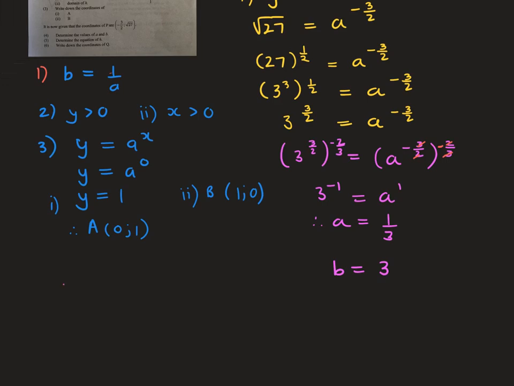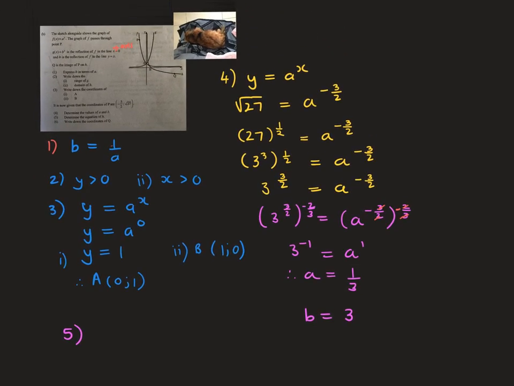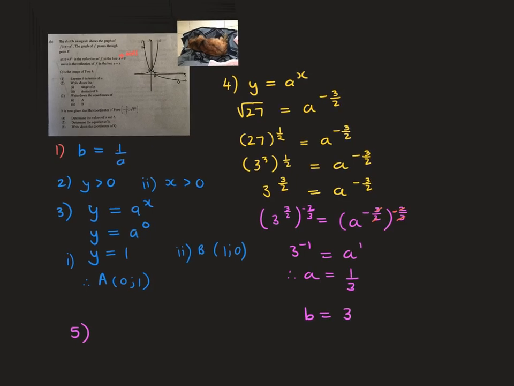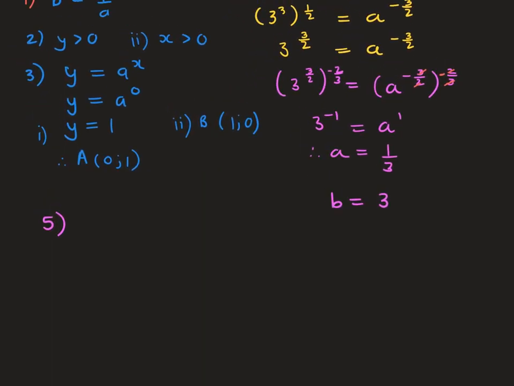Question 5, determine the equation of h. So h is the decreasing log graph. It's the reflection of f about the line y equals x. So if f of x is (1/3)^x, then h of x, its inverse function, will be log base 1/3 of x. Cool. You don't have to do all the brackets.